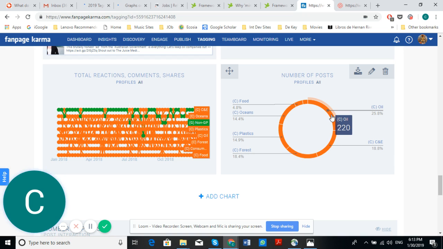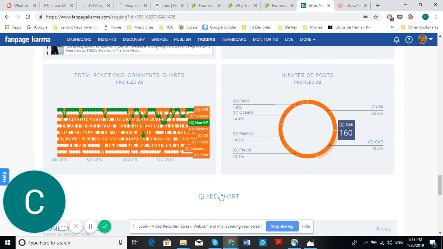And if you hover over the donut, then it will tell you how many posts for each one of these tags. So plastics, we see it's 127 posts in 2018, and oceans is 123 posts, and so on and so forth. So I like to use this graph to look at the volume and the share of each tag for each category. So here in campaigns, I see that oil, climate, energy, forest, plastic, and oceans are kind of well balanced.